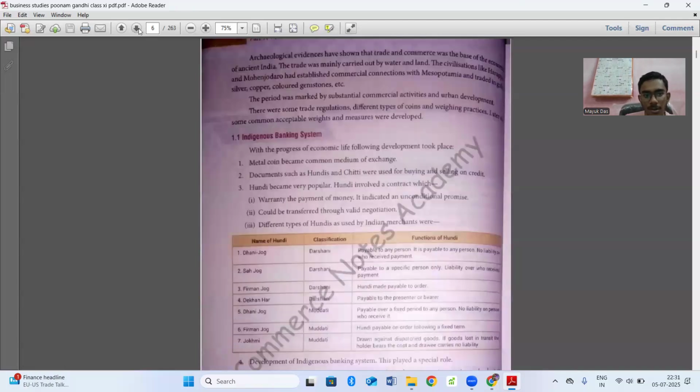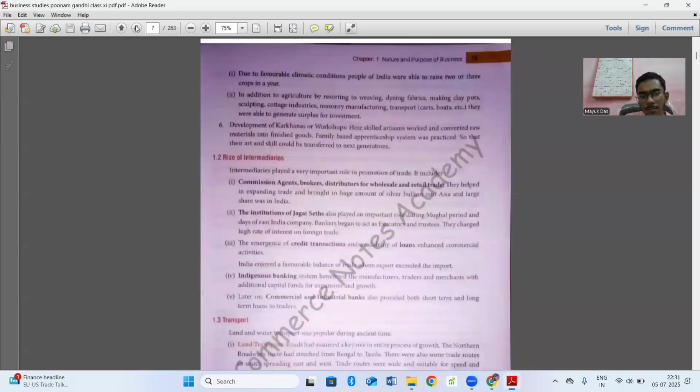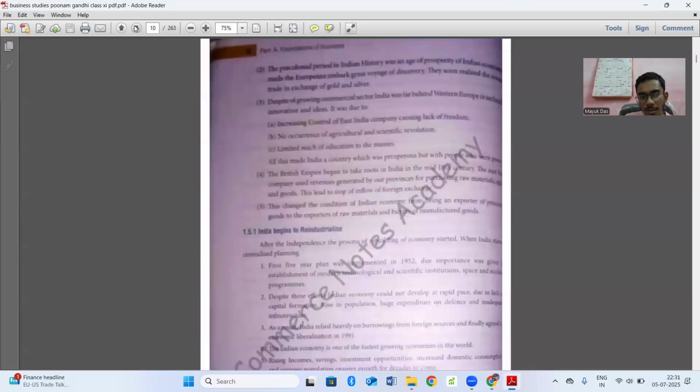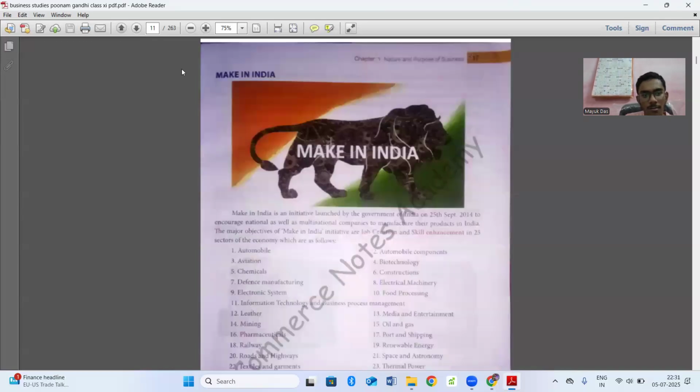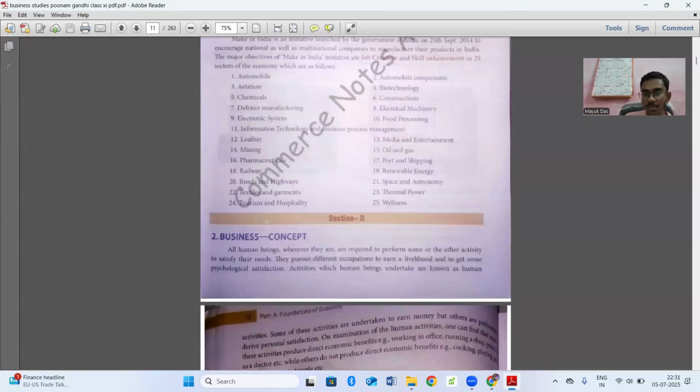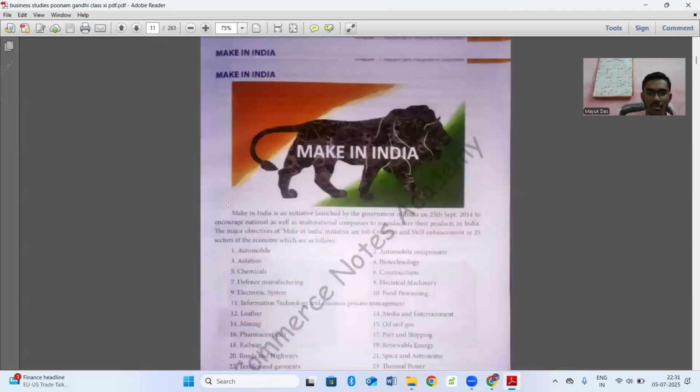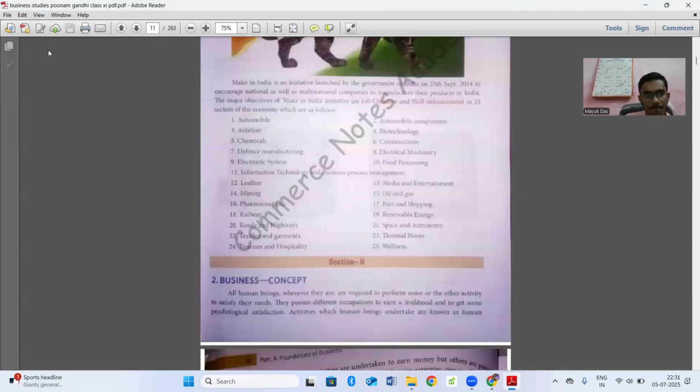I'm starting the chapter, and this history part is not quite important. The main thing which is important here is section 2, the business concept. So I'm not discussing the history part. Let us come to the concept. All human beings, wherever they are, are required to perform some activity to satisfy their needs.